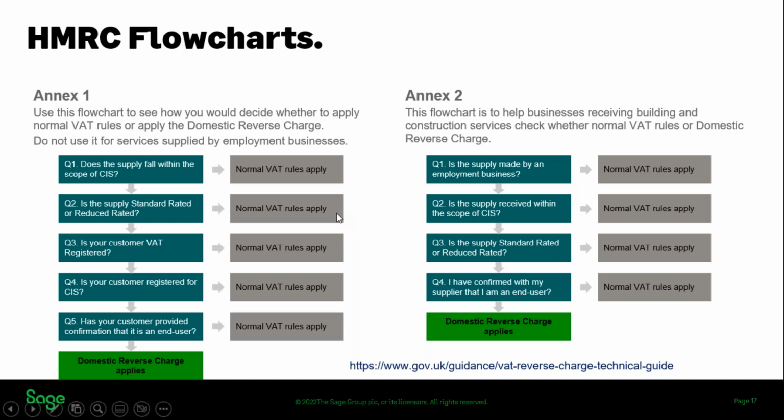Okay, so the first thing I've popped on there is those flowcharts. These flowcharts can be found on the technical guide on the HMRC website, really useful for working out whether or not a customer invoice needs to have domestic reverse charge applied, which is Annex 1, but also if you're just checking whether or not an invoice you've received from a supplier is correct. Again, Annex 2 is very useful for that.